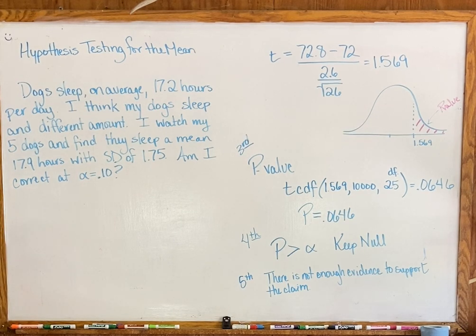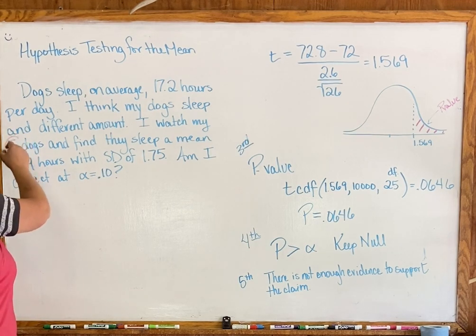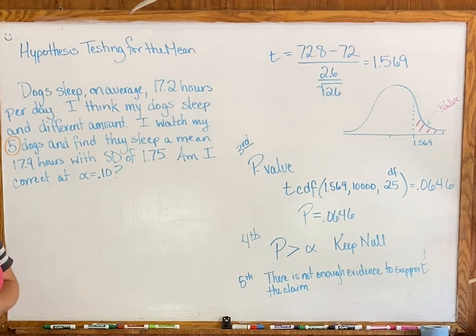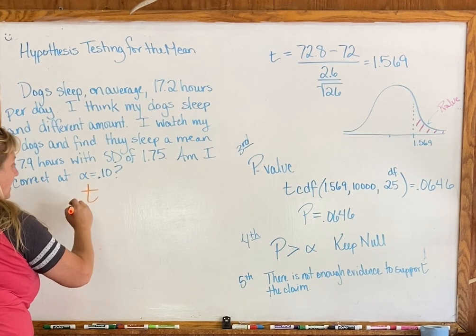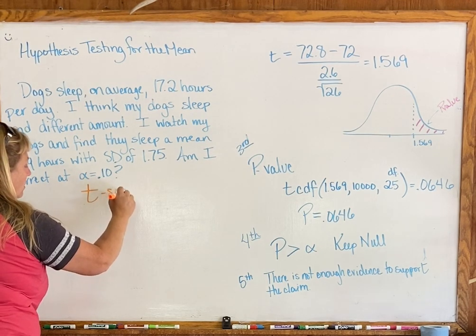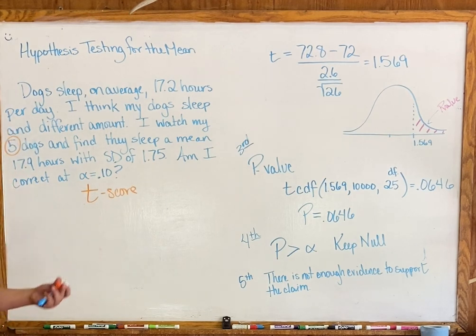So dogs sleep on average 17.2 hours per day in my world. I think my dogs sleep a different amount. I watch my 5 dogs. Now, as I'm only looking at a sample size of my 5 dogs, what is that telling us? Is that telling us a Z-score or a T-score? So hopefully that's screaming at you that this is a T-score. So just some things to note.